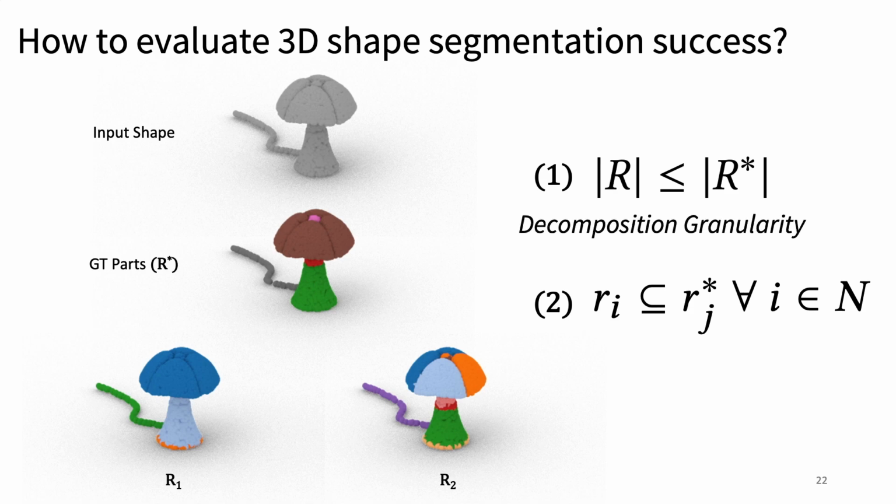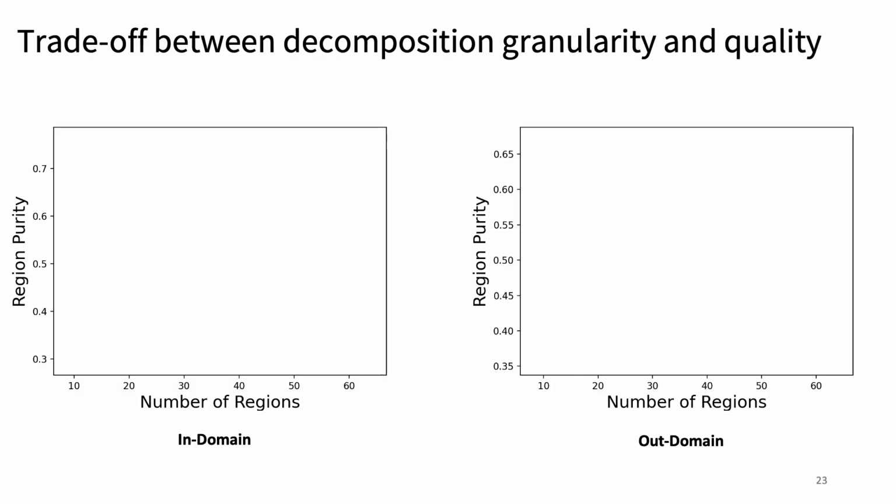We can easily measure violations of the first property by just counting the number of regions in the output segmentation. We call this measure decomposition granularity. To measure violations of the second property, we use a metric called region purity. This metric takes values from 0 to 1 and is equal to 1 only when all predicted regions are subsets of ground truth regions, but its values are not sensitive to the granularity of the predicted decomposition. We can now consider the trade-off that different methods make in this decision space by plotting granularity on the x-axis and purity on the y-axis. In this graph, we want to be closest to the top left corner, as this would make the best trade-off between region purity and decomposition granularity.